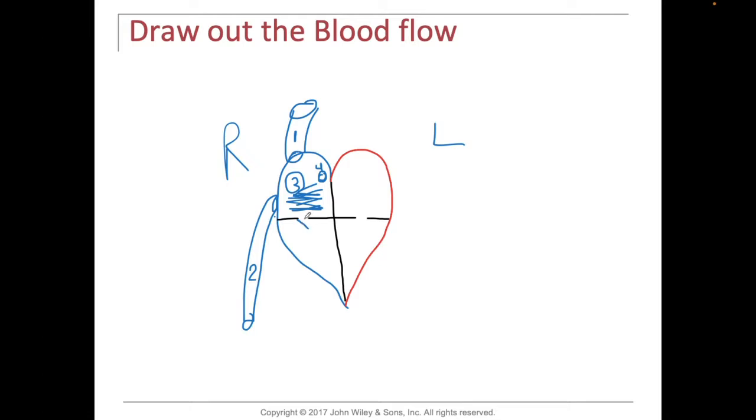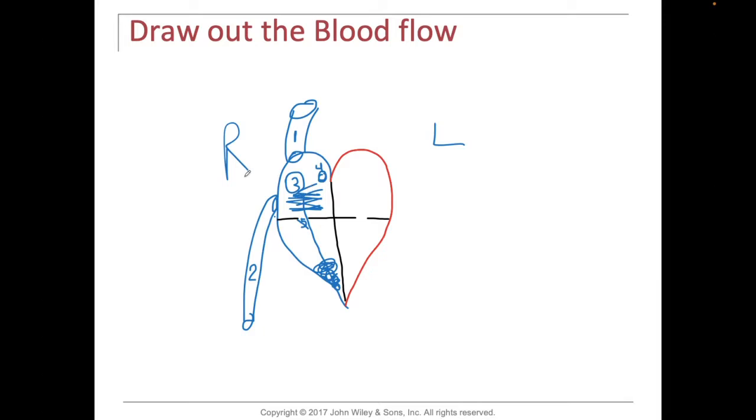We'll call that number 5. Valve number 5, we know that's the tricuspid valve. So when the pressure builds up, that opens, and now we have blood that's now entering into the right ventricle. And this blood is going to pool up, pool up, pool up.